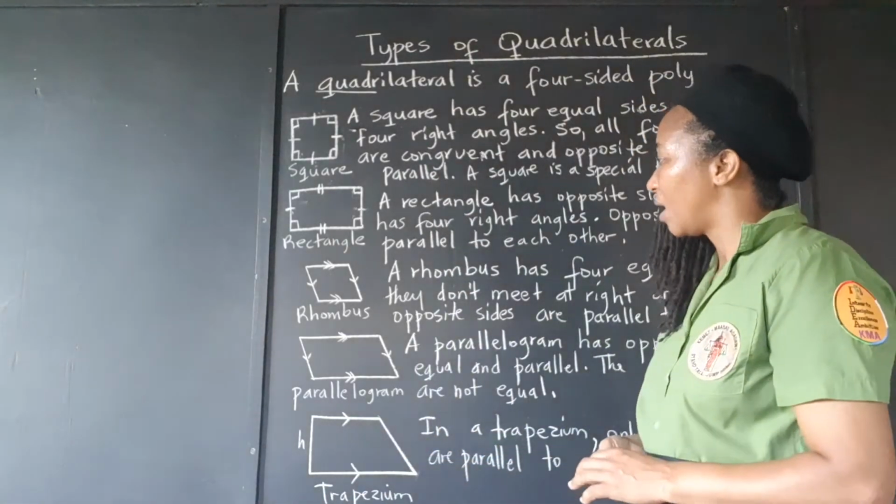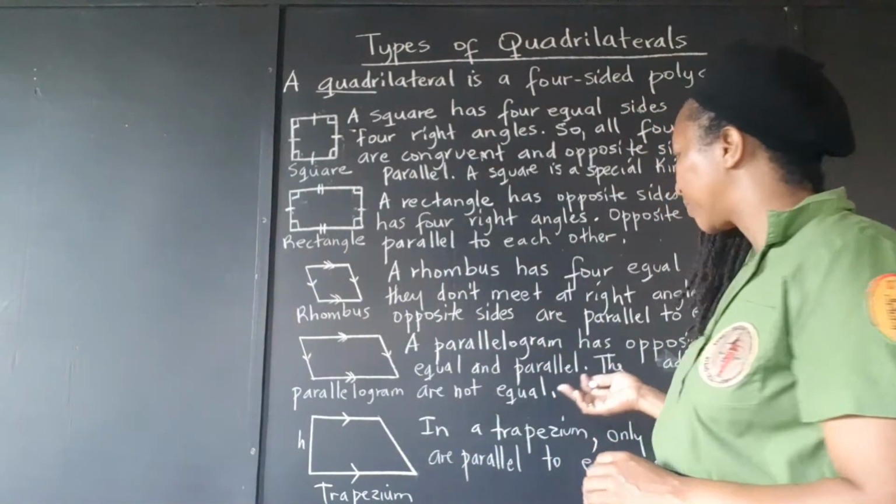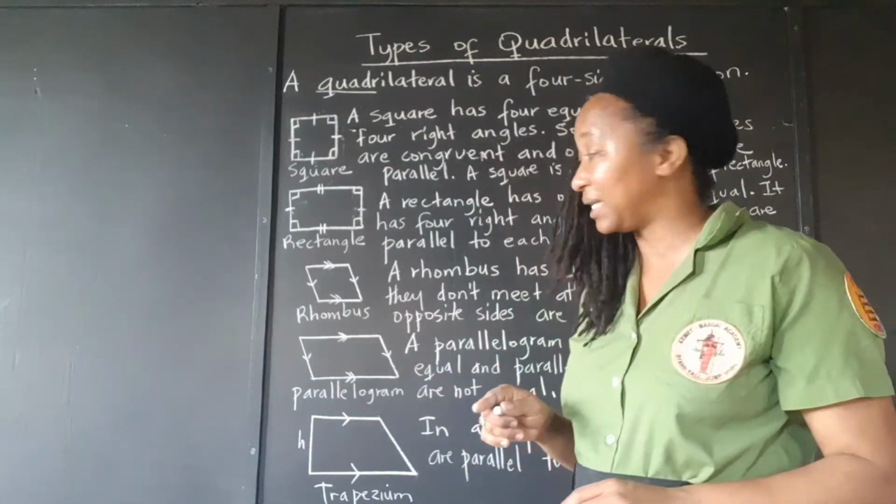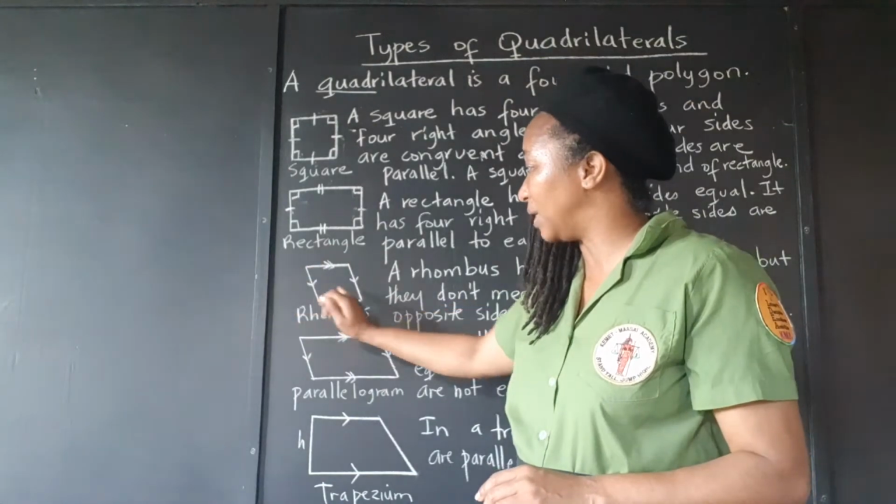It qualifies. A rhombus, so the rhombus is similar to the square in that it has 4 equal sides.